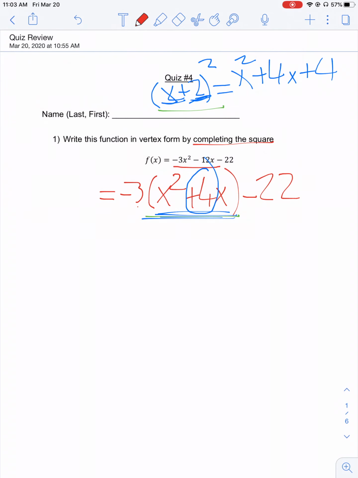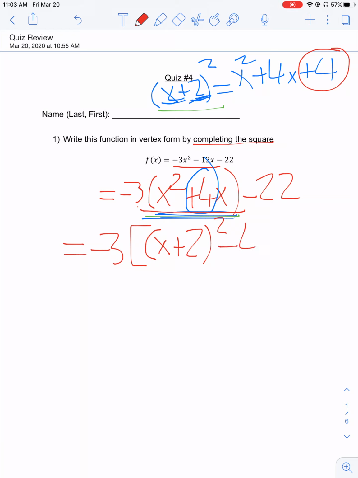So this just becomes minus 3, square brackets, x plus 2 squared, right? So I have just replaced this term here by that, but when I do that, I'm actually adding this 4 that initially wasn't there, so I have to remove that. Okay, so let's remove this, minus 22.